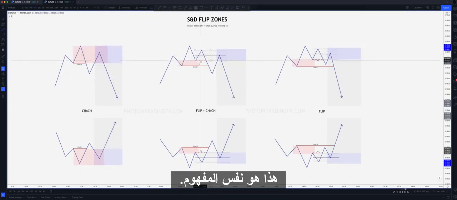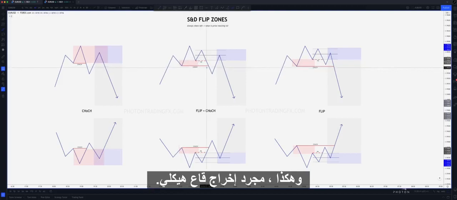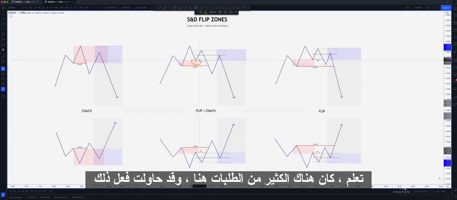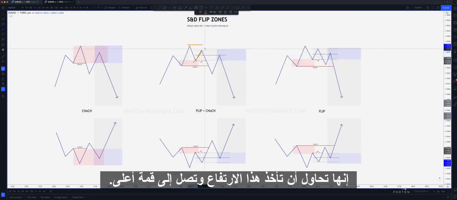This is the same concept. Instead of just taking out a structural low, it also had a battle with demand, where actually this demand, there were a lot of buy orders in here and it did try to do its job. It tried to take out this high and make a higher high.